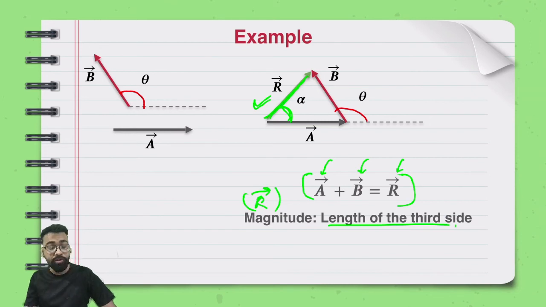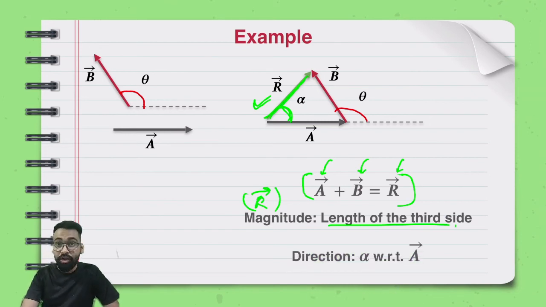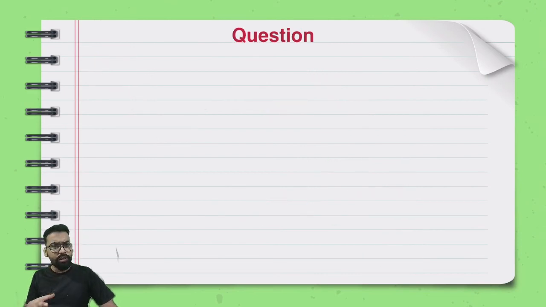And if I talk about the direction, I've already defined alpha for you here. You can say this alpha is with respect to A. WRT means that this is with respect to vector A. So I hope you understood that example. Let's do one more question before we finish this section off.